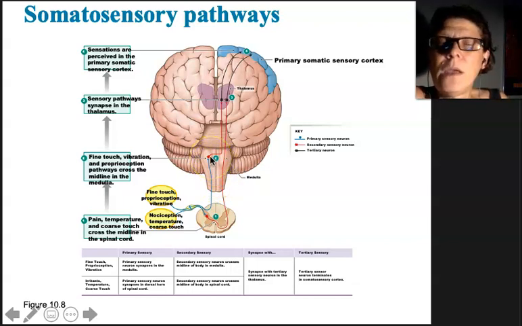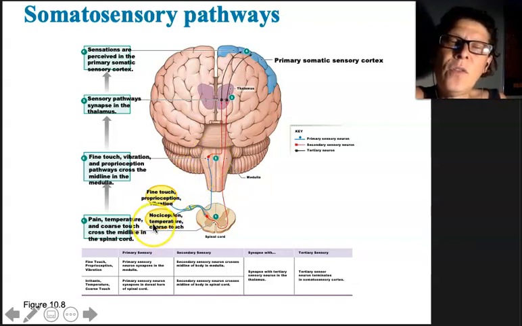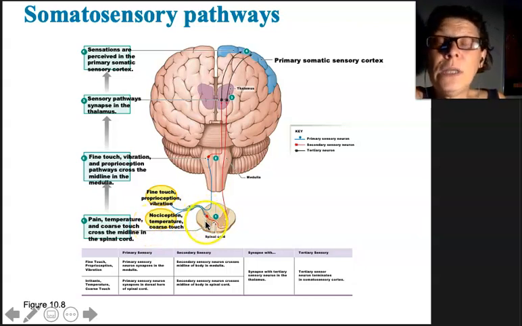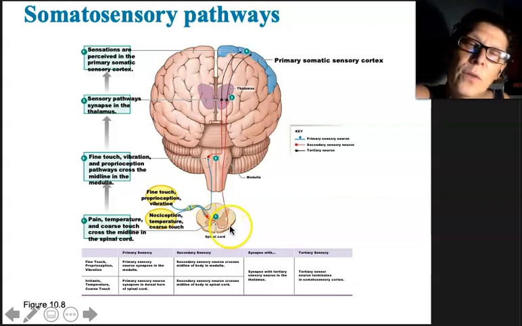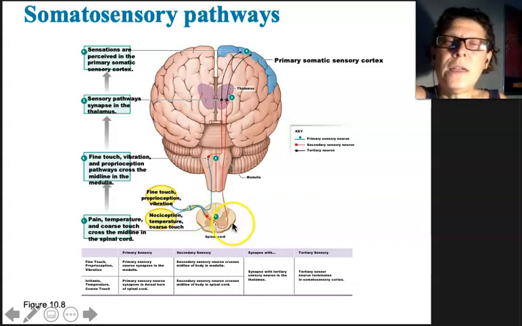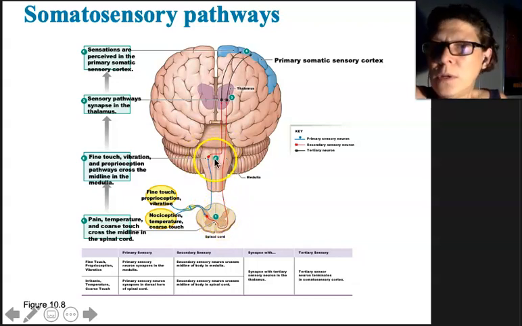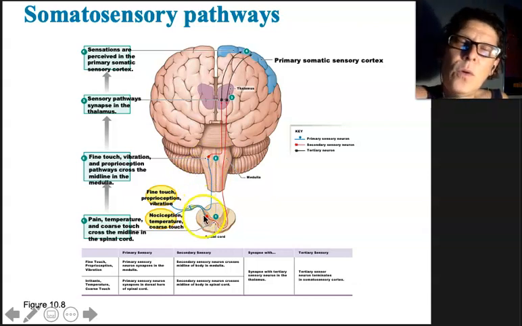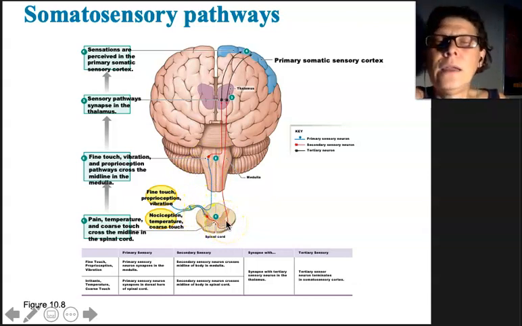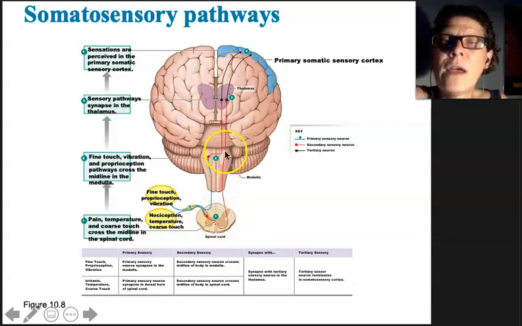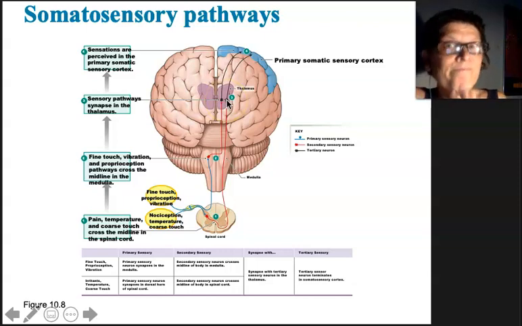If it's a fine touch, proprioception, or vibration, then it most likely will synapse and travel to the brainstem. If it is about nociception, pain, and temperature, the interneuron will actually be traveling on the other side. It will change sides at the spinal cord level rather than the medulla oblongata level. And so it will shift over already, the interneuron from one side to the other side, and then travel to the thalamus.